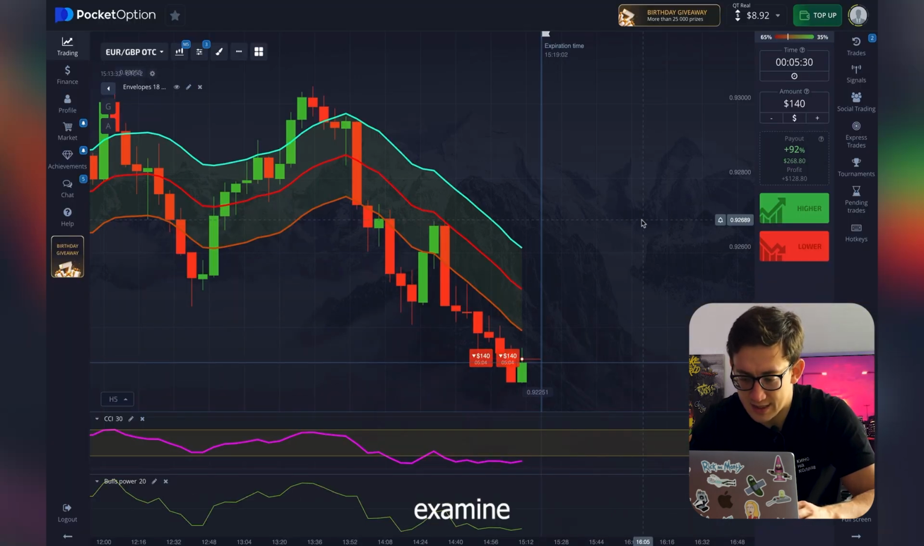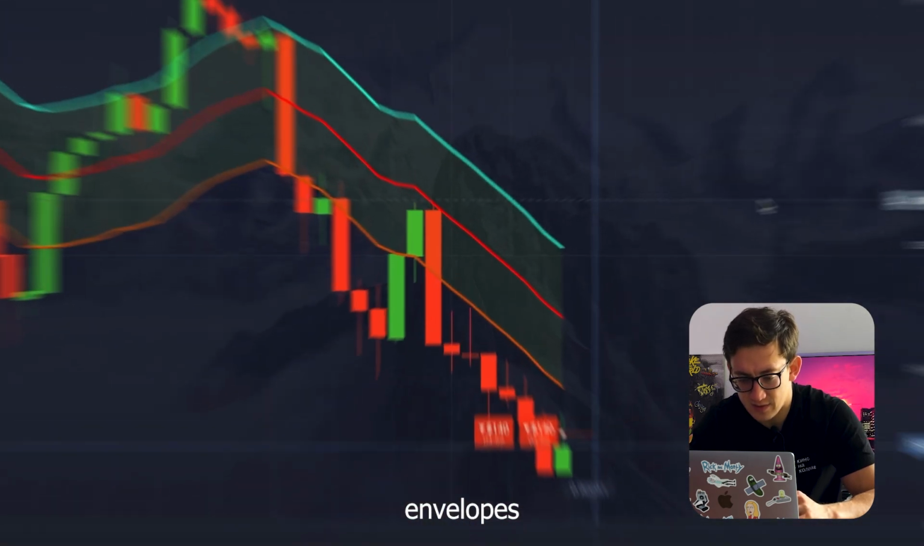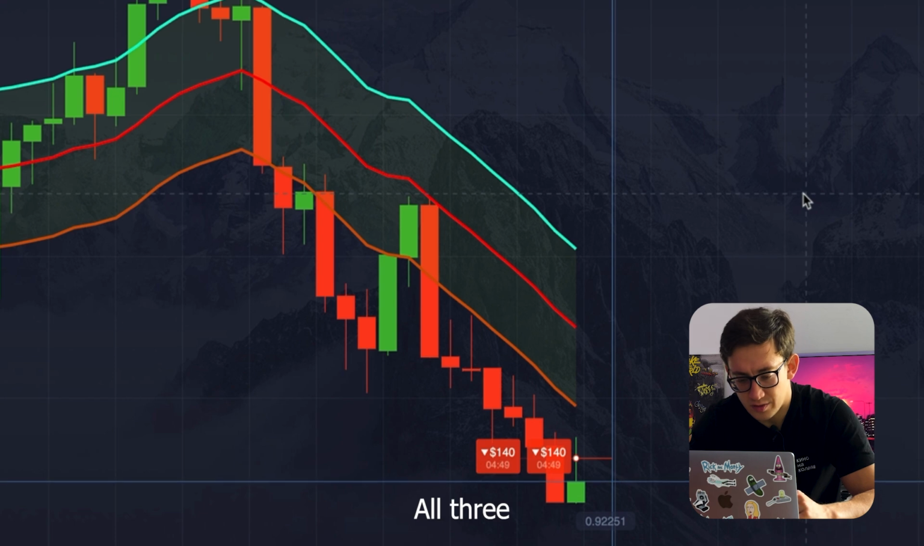Similarly, if we examine the Bull's power indicator, we observe that its line mirrors the position of the CCI indicator, signaling a downward position. And of course, if we check the envelopes indicator, all three of its lines are clearly pointing downwards, confirming our entry point and the direction of the trend.